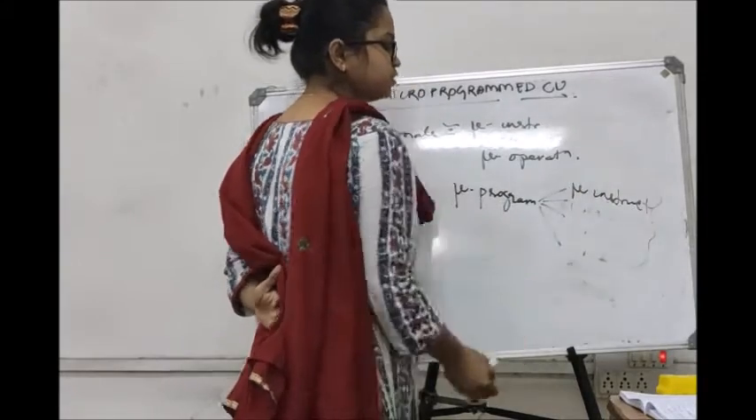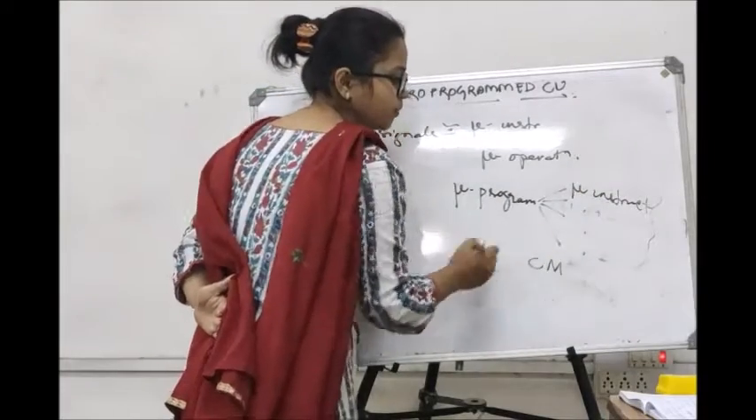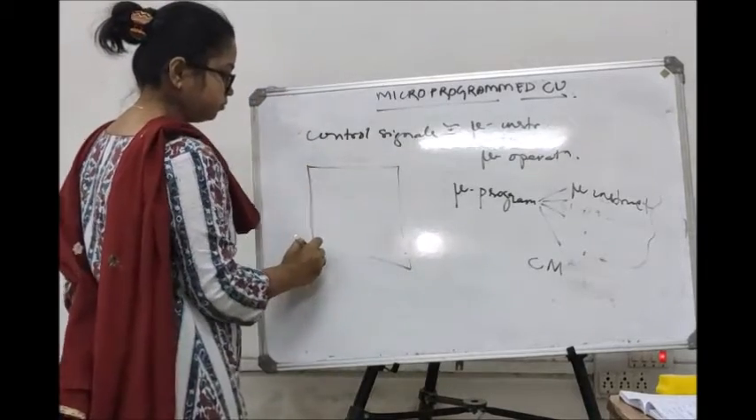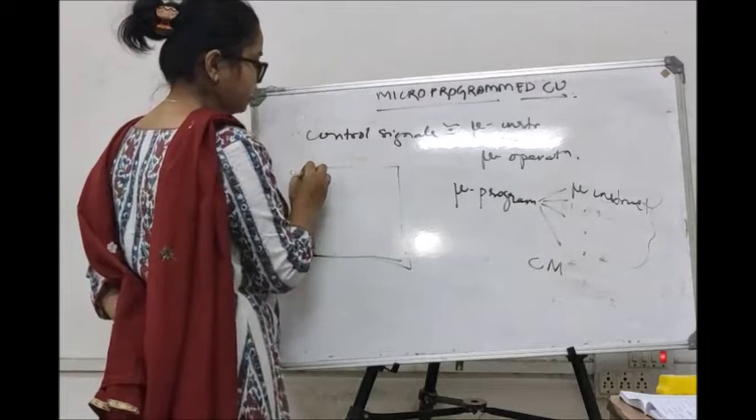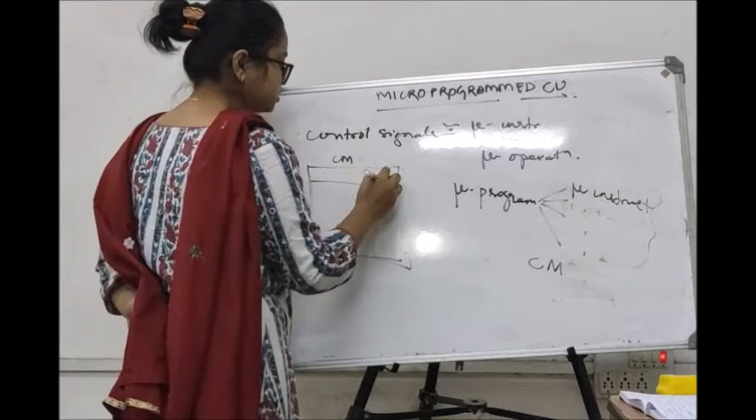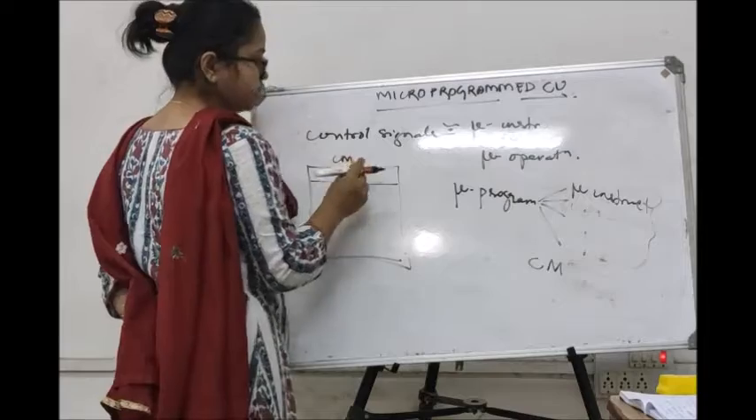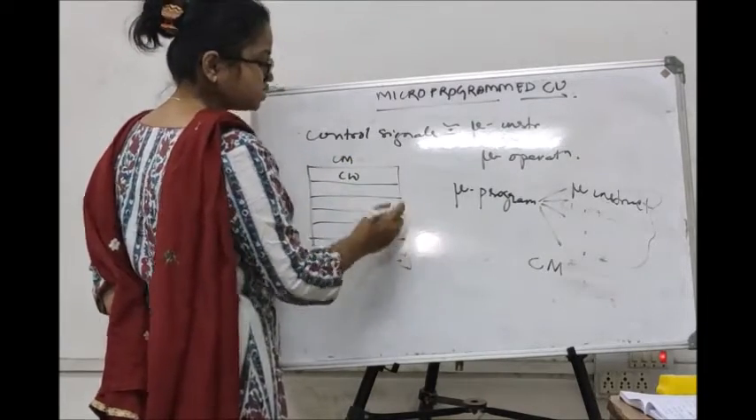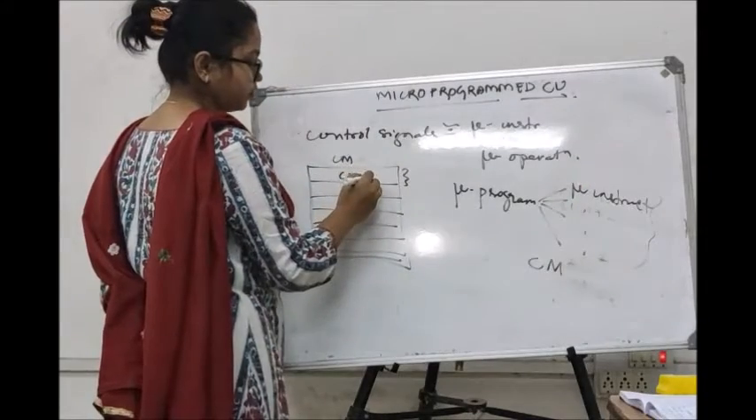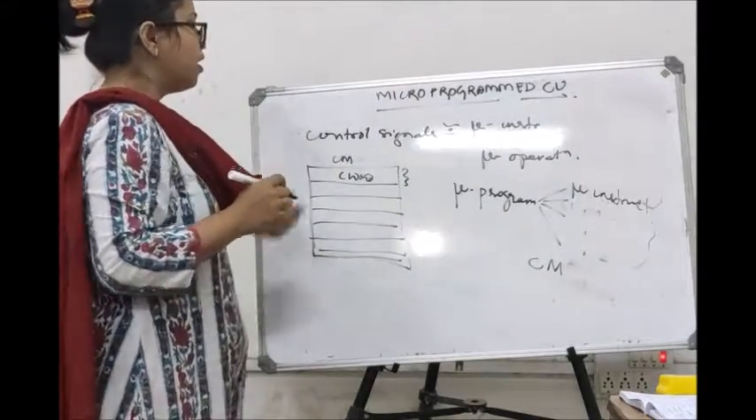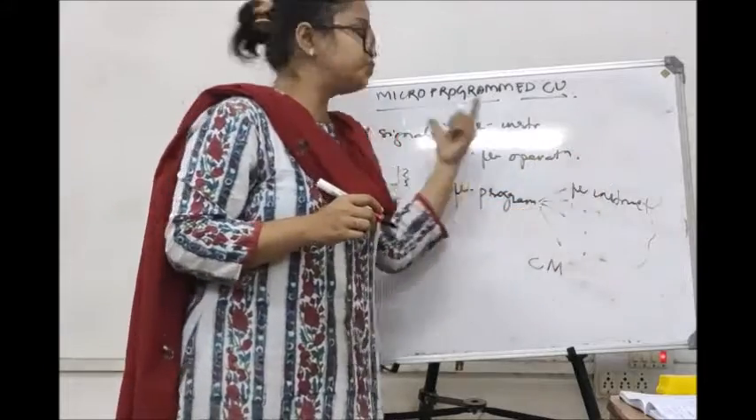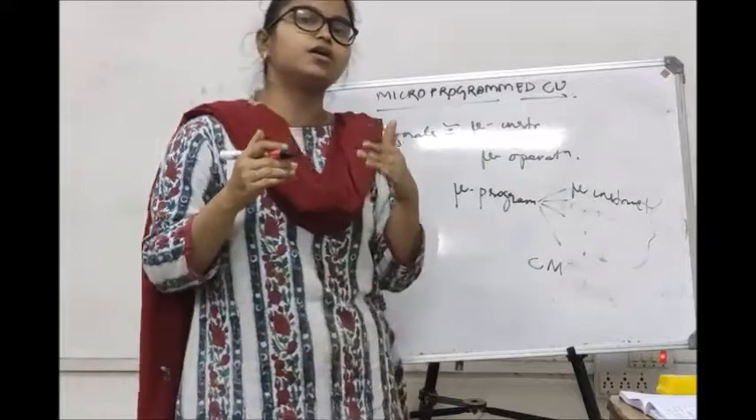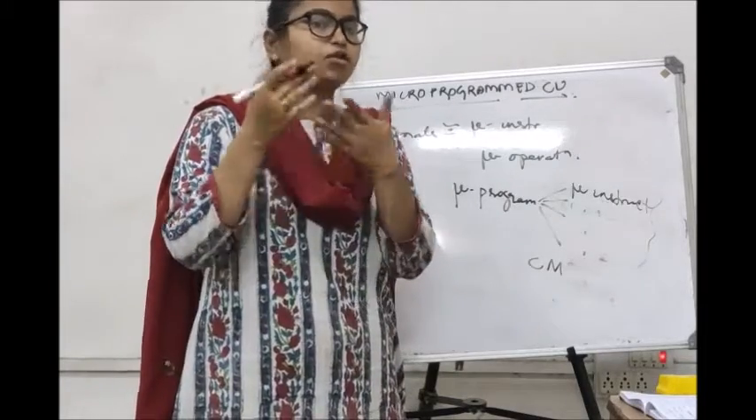Now all these micro instructions are stored where? In control memory. Suppose this is a control memory, CM. It is divided into sections, and each section is called a control word. Our micro instruction is put in a control word. Each control word consists of a micro instruction, or we can say micro operation.